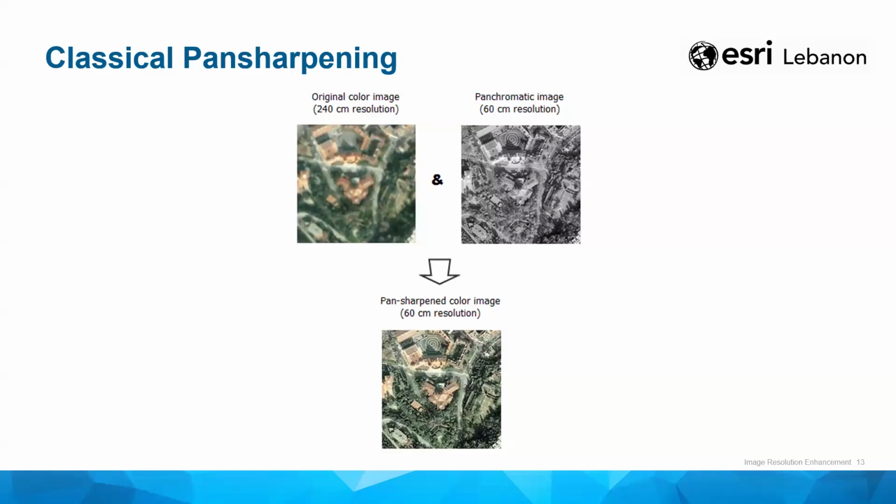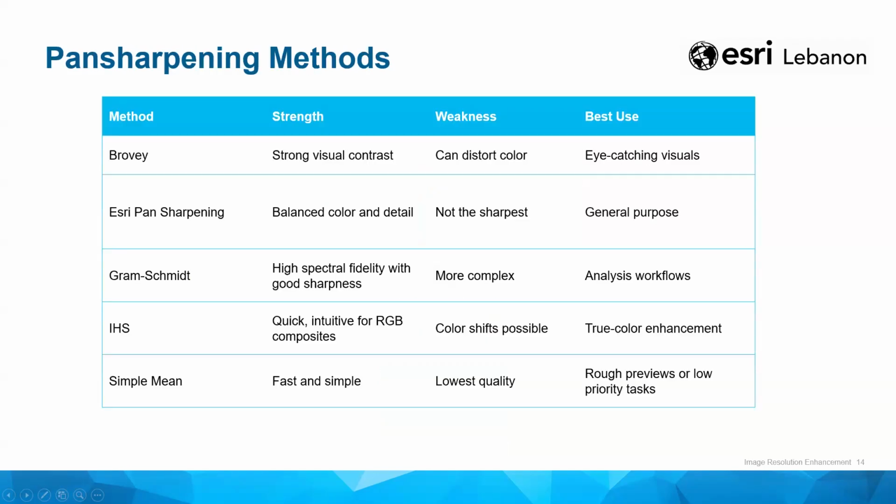By fusing the color information from the first image with the spatial detail from the panchromatic image, we get the bottom result, which is a pan-sharpened color image at 60 centimeter resolution that keeps the color but gains much sharper detail. So we get detail from the panchromatic with the high resolution, and we fuse it with the original image, which has all the other bands but lower resolution. We have different methods. I will be stating the titles. I will not go into detail.